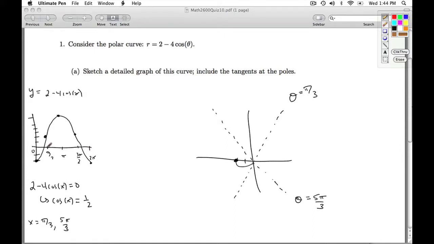From pi over 3 to pi over 2, the r value goes from 0 back up to 2. Since it's positive, I'm going to be graphing in this region of the plane. So I'm going to come in and go through that point. Crosses there. From pi over 2 to pi, the radius goes from 2 out to 6. So from pi over 2 to pi, I'm going from 2 units out from the pole to 6 units out. So I'm doing this.